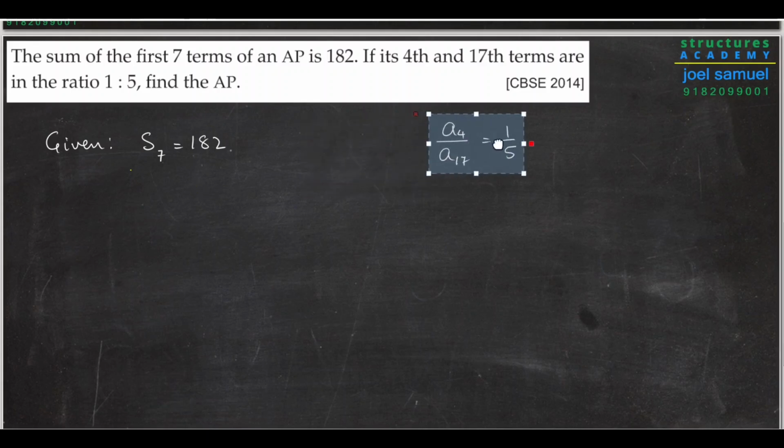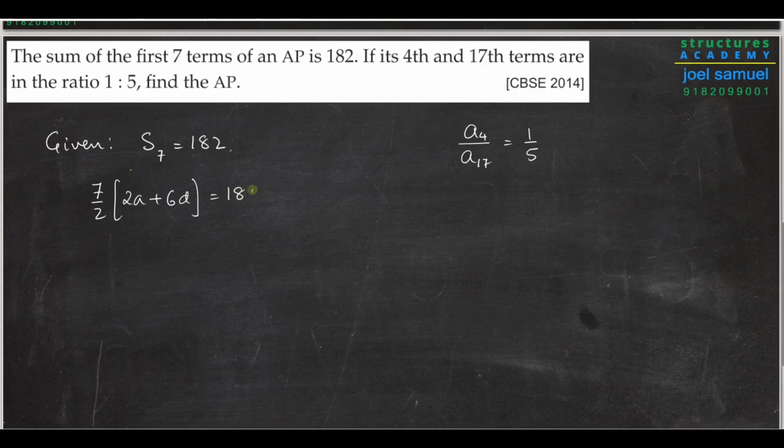Alright, so this equation would become 7 by 2 into (2a plus 6d) is equal to 182. So if I try to cancel this, 7 2s are 14, 14 times 13 is 182, and then this becomes 2a plus 6d is equal to 52. I can divide everything by 2, so this gives me a plus 3d is equal to 26. Let's call this equation number 1.